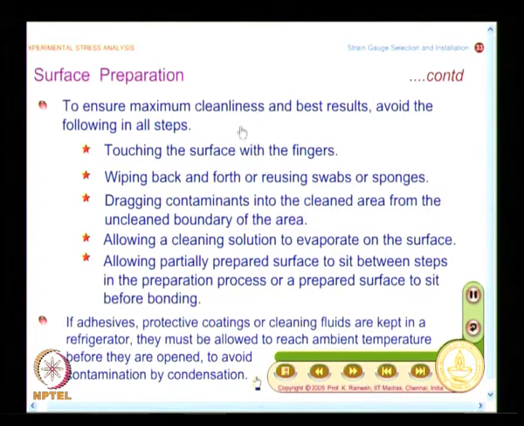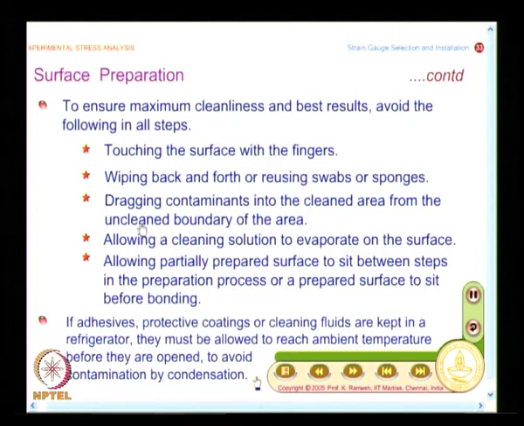So, the first aspect is do not touch the surface with the fingers, and you should not wipe back and forth or reuse the sponges. Normally you would like to economize, and you may think, why not use the same consumable again? But you should keep in mind these are less expensive, a strain gauge is very expensive. So, ultimately you want to minimize cost by making a proper installation with one strain gauge. You do not lose strain gauges and then worry about small consumables. So, liberally use these consumables.